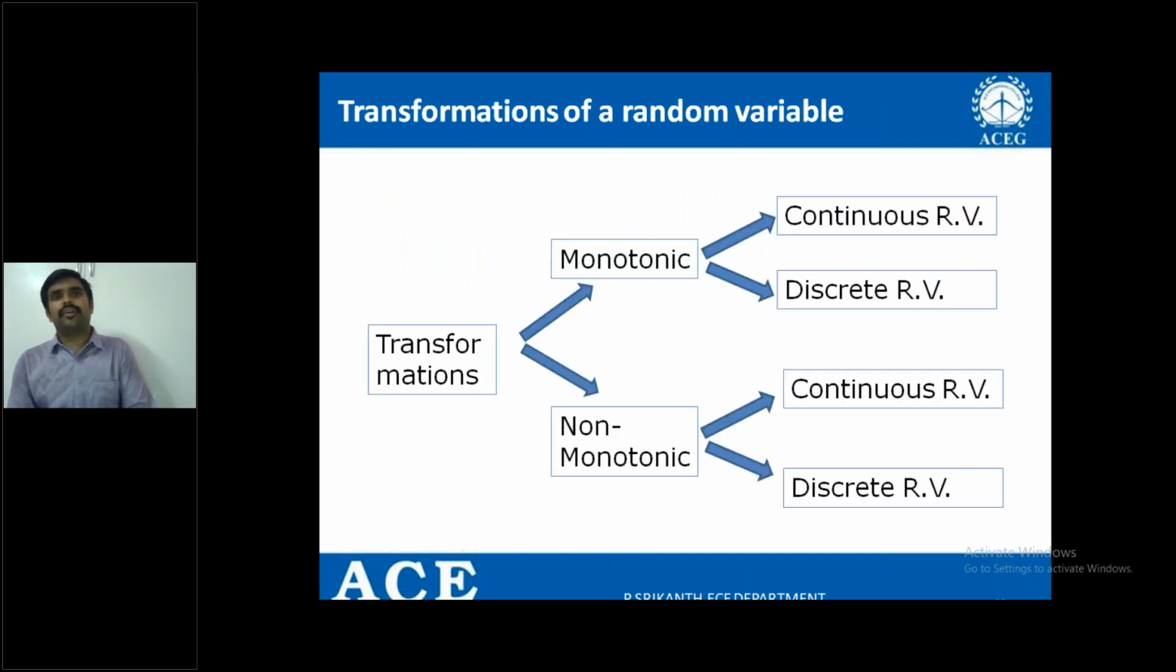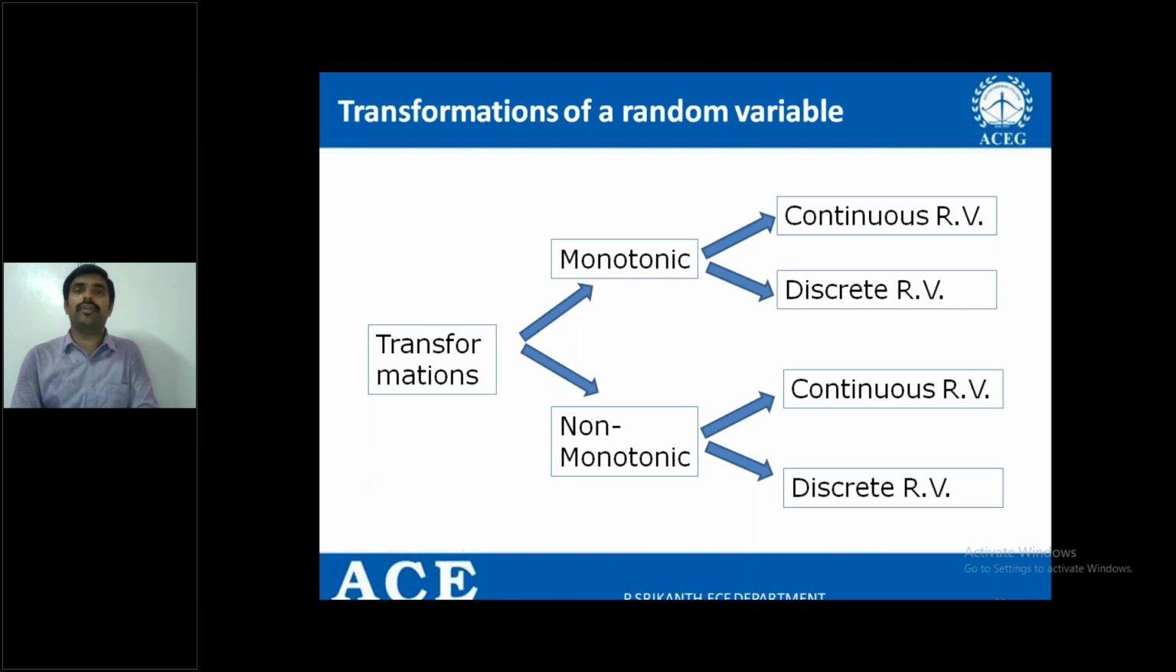So let us take different types of transformations. How many types of transformations do you have? Monotonic and non-monotonic transformations. Again, there is monotonic transformation for a continuous random variable, monotonic transformation for a discrete random variable, non-monotonic transformation for a continuous random variable, and non-monotonic transformation for a discrete random variable. If I have a continuous random variable, how do you apply the transformation? What do you mean by monotonic? What do you mean by non-monotonic? And how do you decide whether the transformation is monotonic or non-monotonic?